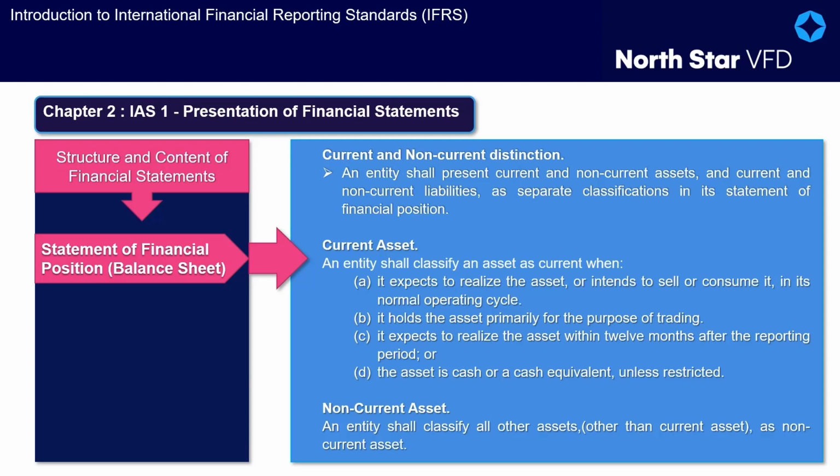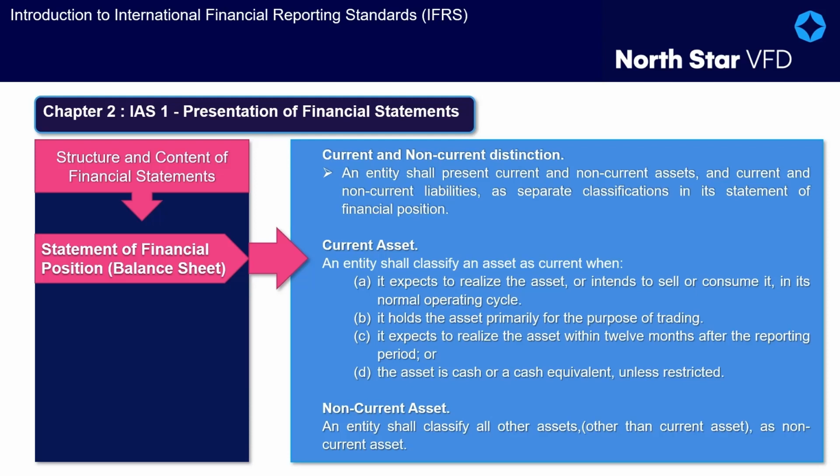The asset is cash or a cash equivalent, as defined in IAS 7, Statement of Cash Flows, unless the asset is restricted from being exchanged or used to settle a liability for at least 12 months after the reporting period. An entity shall classify all other assets, other than current assets, as non-current assets.